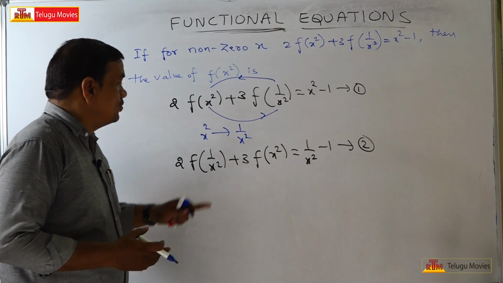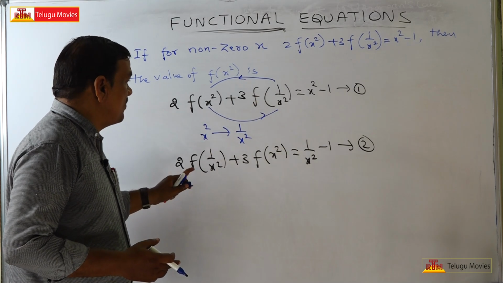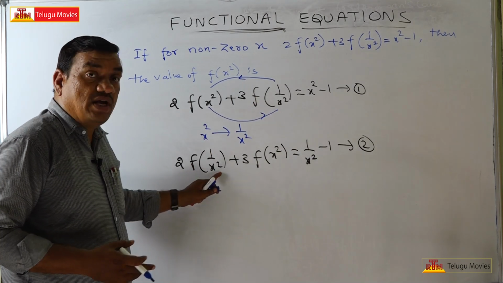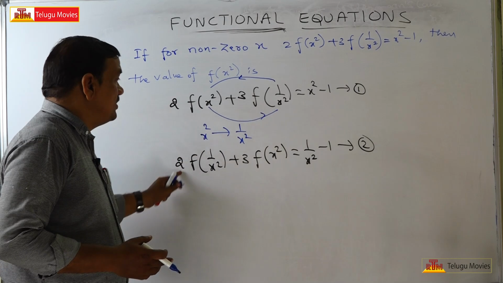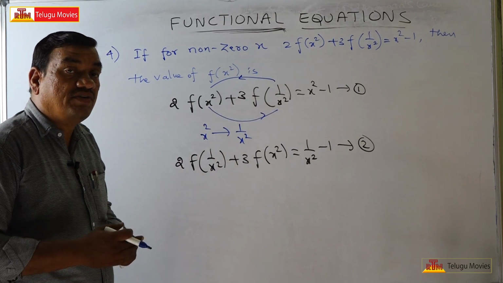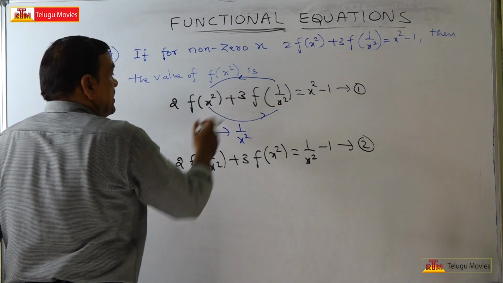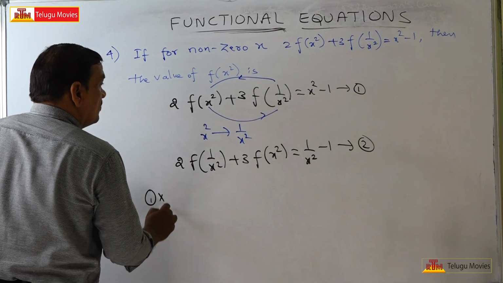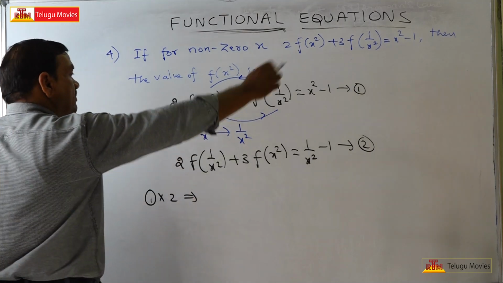Then what you have to do? We have to remove this 3 times f of x square, this is 2 times f of 1 by x square. So we have to make the coefficients equal. Here 3 is there, 2 is there. How to make the coefficients equal? Multiply the first equation with 2. So what happens? You see, multiply with 2.